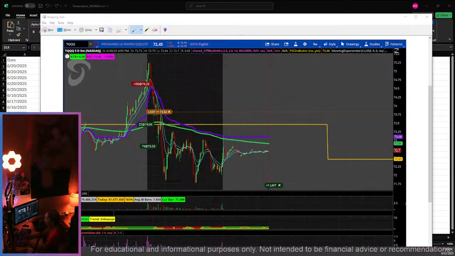I put it at specific targets. I think I got a little jumpy on the first target. The second target was like previous session or overnight low. So those were good targets, but I've got to work on that. We'll work on our exits.